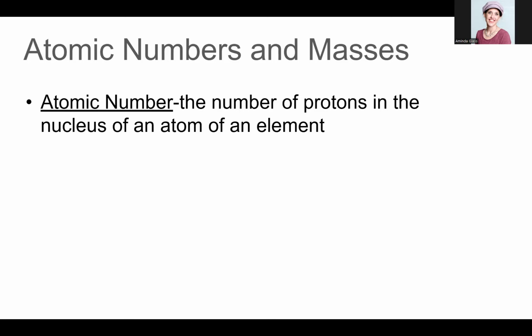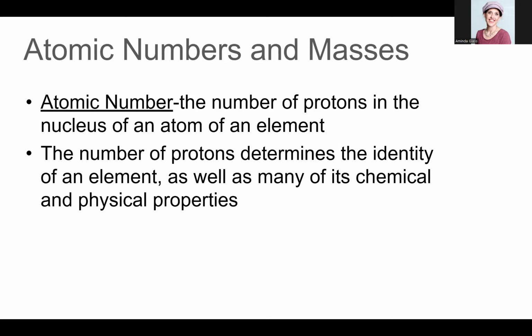So an atomic number is the number of protons in the nucleus of an atom of an element. The number of protons actually determines the identity of an element as well as many of its chemical and physical properties.